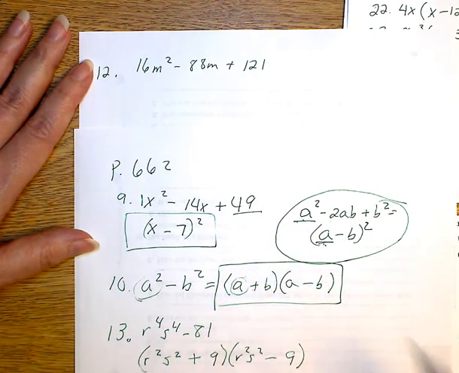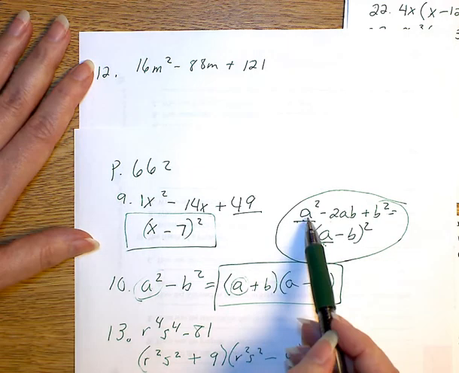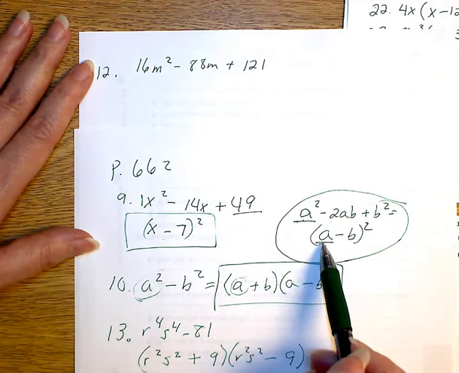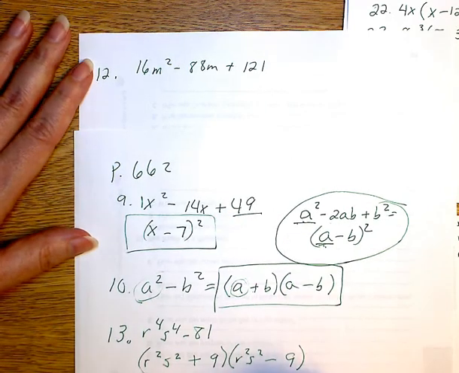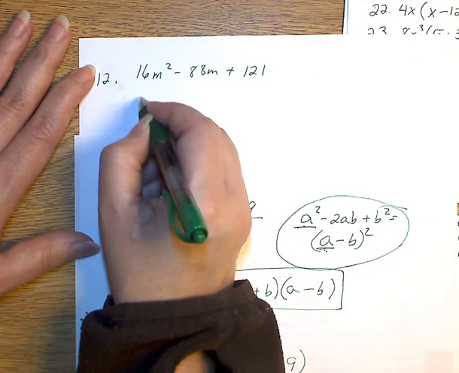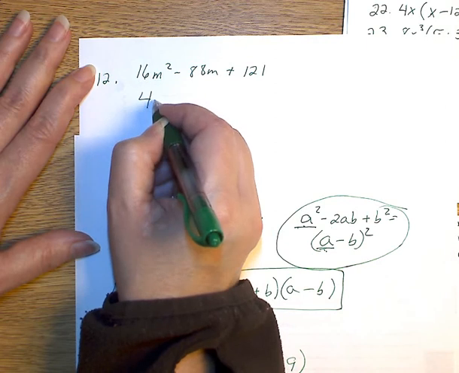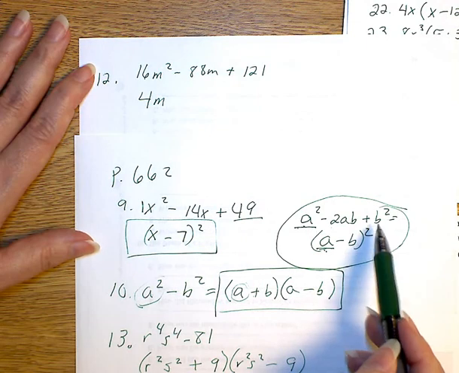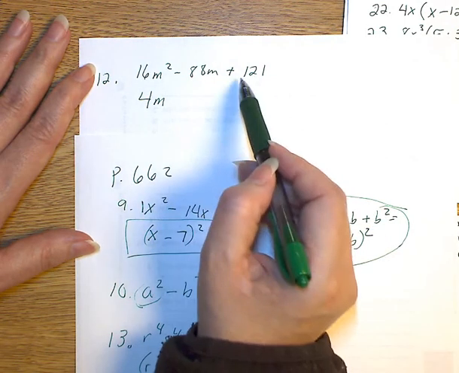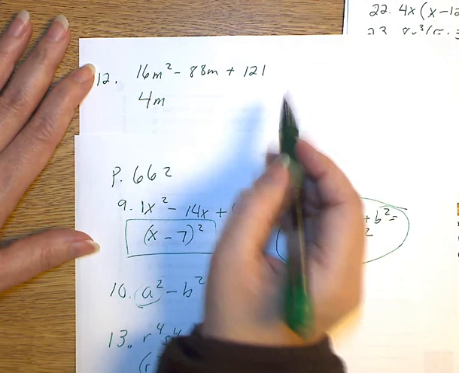So what do I have to do? It says that to get from here to here, I have to take the square root of my first number. So what do I have to do? Square root of 16. So square root of 16 is 4. The square root of m squared is m. Then it tells me I have to do what? I have to take the square root of what? The last number. So I have to take the square root of my last number, which is 11.